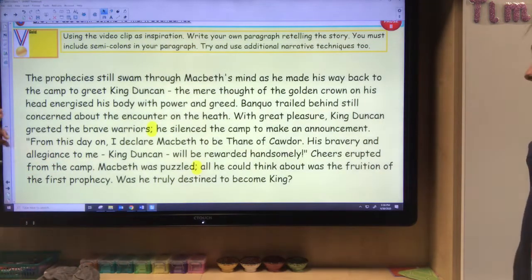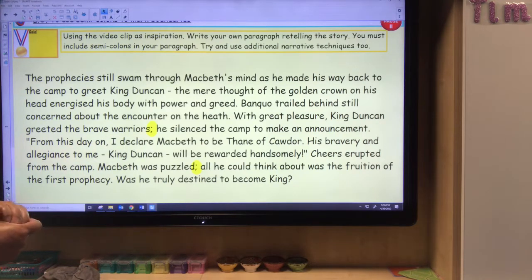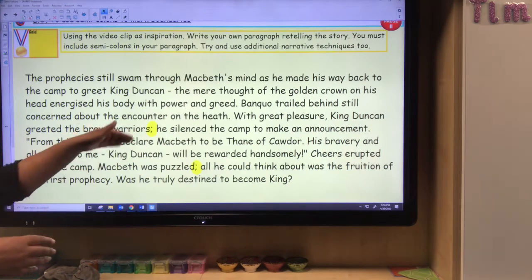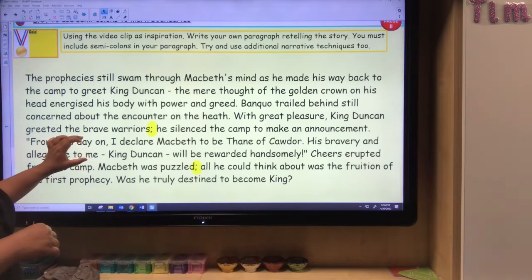So I'll have a read. Hopefully it all makes sense. The prophecy still swam through Macbeth's mind as he made his way back to the camp to greet King Duncan. The mere thought, and I've got a dash there, the mere thought of the golden crown on his head energised his body with power and greed. Banquo trailed behind, still concerned about the encounter on the heath. With great pleasure, King Duncan greeted the brave warriors; he silenced the camp to make an announcement, so we can use 'and' there if we want to, or a full stop. "From this day on," and here I'm using my direct speech as well, "I declare Macbeth to be Thane of Cawdor. His bravery and allegiance to me, King Duncan, will be rewarded handsomely." So we've got that direct speech there.